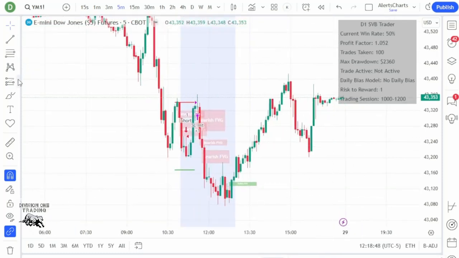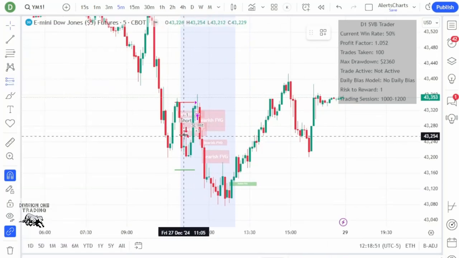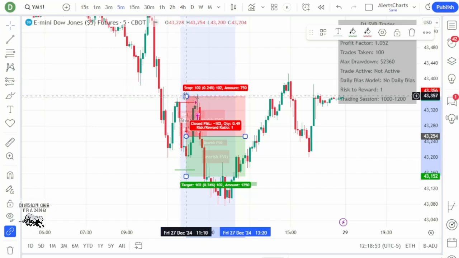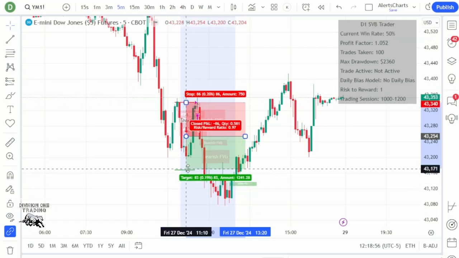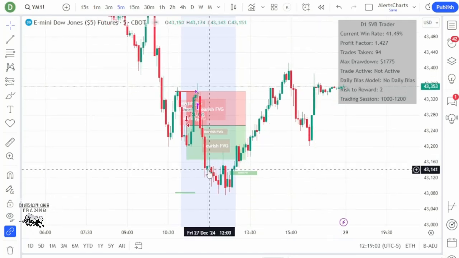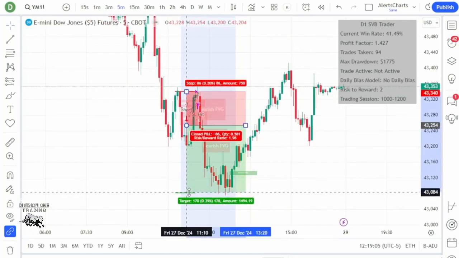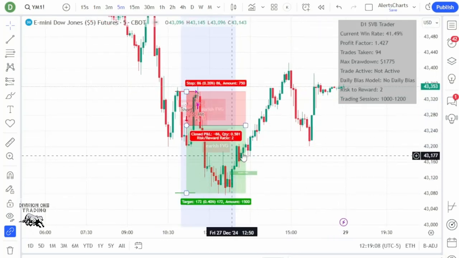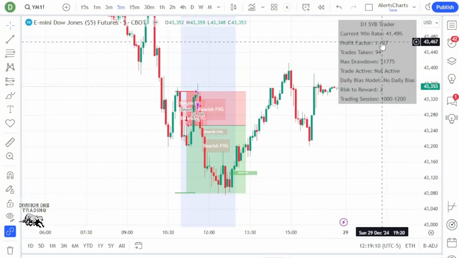So for this setup here, you can see it went short. Now, when it went short there, it had your stop loss here and your TP here. Now you can see that's a 1-to-1. You can change that to a 2-to-1. So select risk reward right there, and it'll leave that stop there, but put your TP at a 2-to-1. And you can again see the win rate and the profit factor.